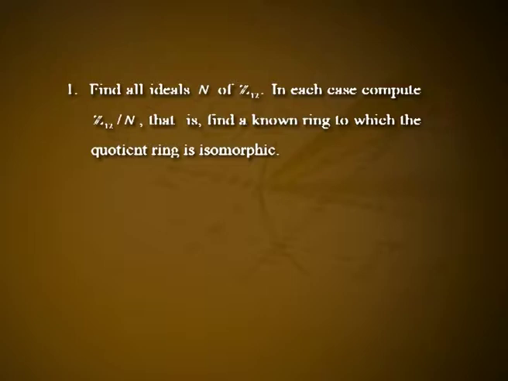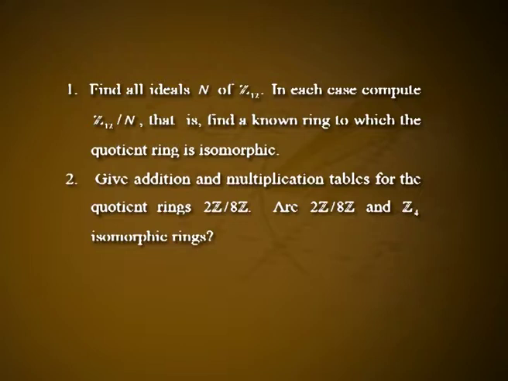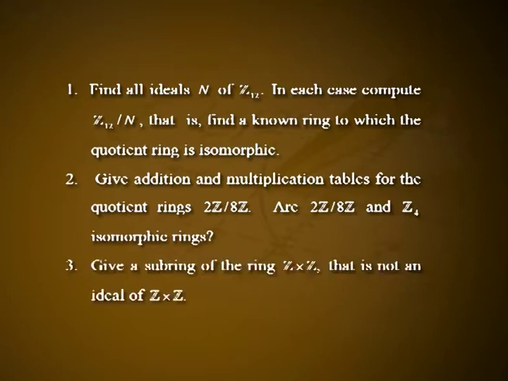Question number 1. Find all ideals N of Z12. In each case, compute Z12/N, that is, find a known ring to which the quotient ring is isomorphic. Question number 2. Give addition and multiplication tables for the quotient rings 2Z/8Z, and show that 2Z/8Z and Z4 are isomorphic rings. Question number 3. Give a subring of the ring Z cross Z that is not an ideal of Z cross Z.